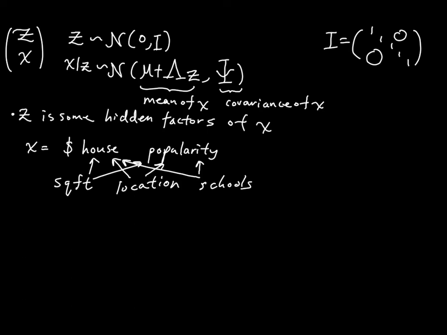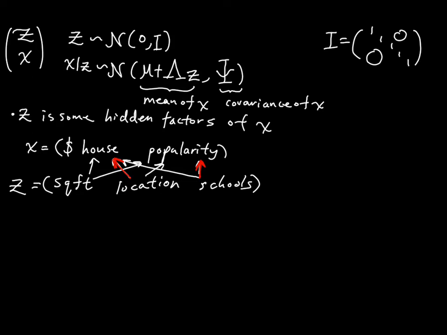However, maybe popularity, maybe this one is more likely the school around it will give it the most popularity, but the location will be the most contributing factor to the house, but we don't know that. So we just say that this is equal to z, and this is equal to x, right? And what we observe is x.